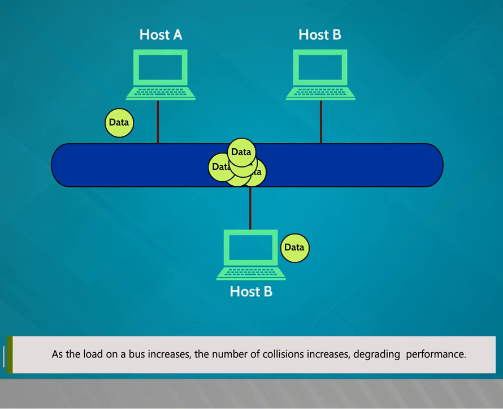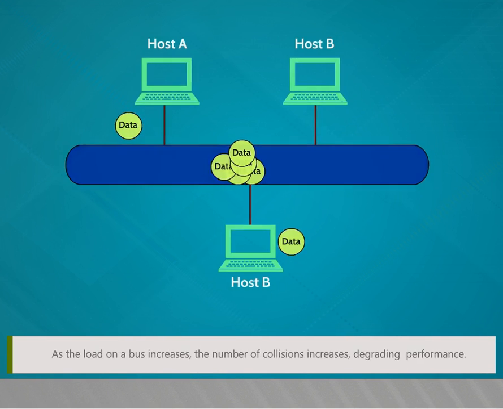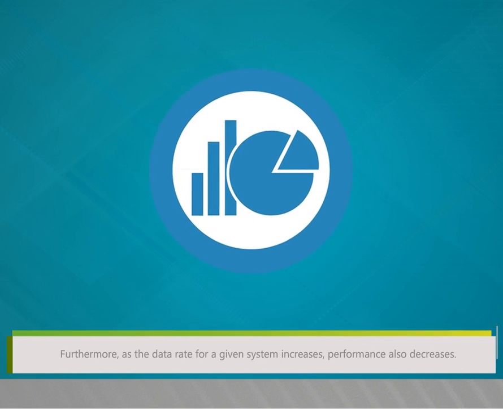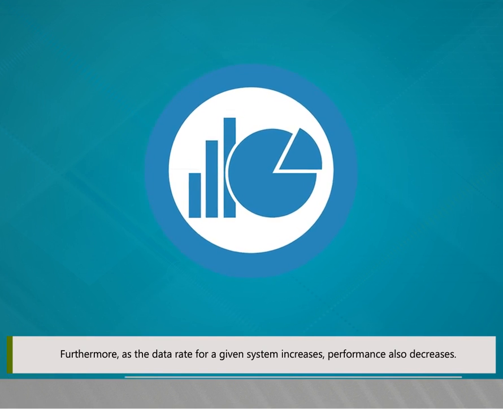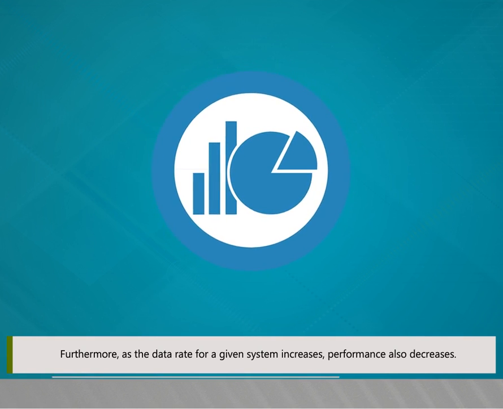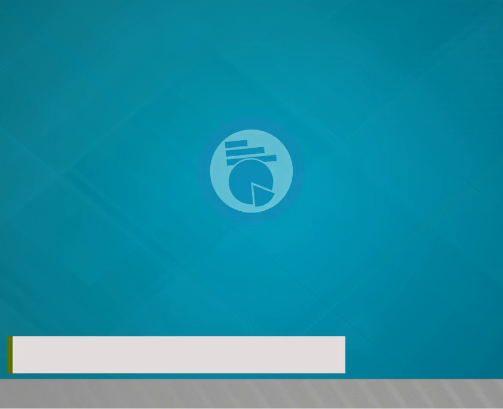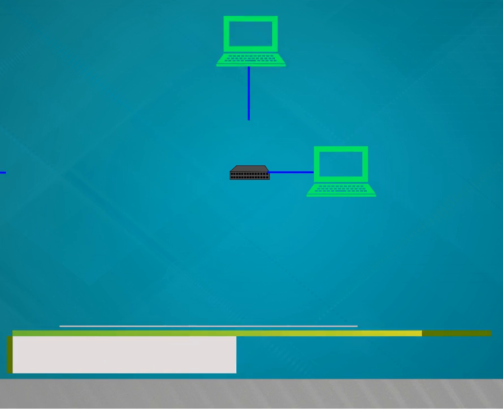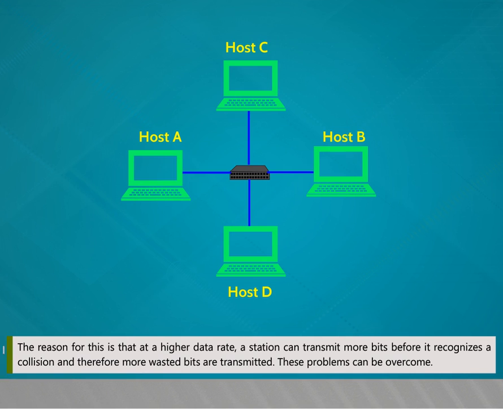As the load on a bus increases, the number of collisions increases, degrading performance. Furthermore, as the data rate for a given system increases, performance also decreases. The reason for this is that at a higher data rate, a station can transmit more bits before it recognizes a collision, and therefore more wasted bits are transmitted. These problems can be overcome.